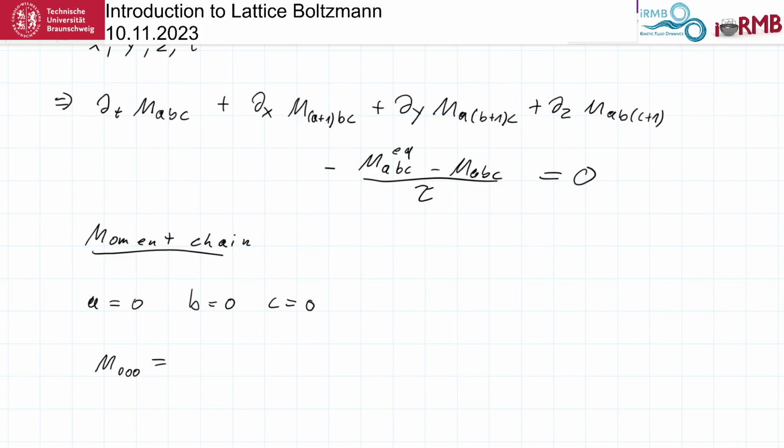The moment m00 is the integral from minus infinity to infinity of xi to the power of 0, upsilon to the power of 0, and zeta to the power of 0. So obviously all of this together gives 1, right? Things to the power of 0 is 1. And this is multiplied by f and integrated over xi. So this thing here is the density.